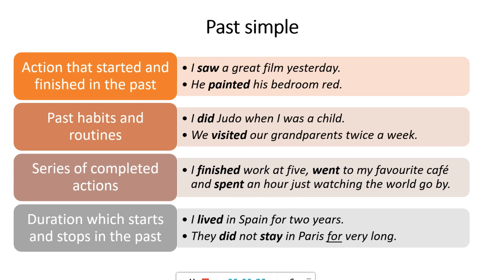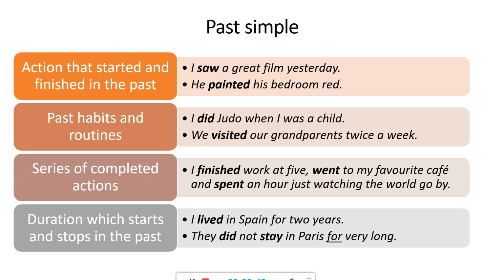Now, this is a very easy way to use it. Then we can use past simple to talk about past habits and routines. In this case, it's very similar to present simple. I use present simple for present habits, past simple for past habits and routines.